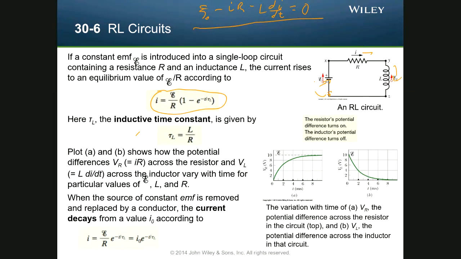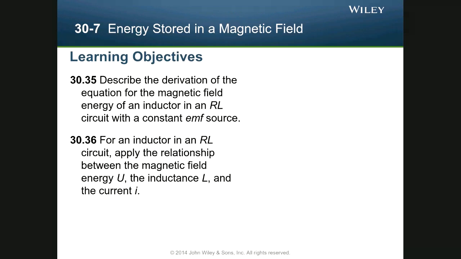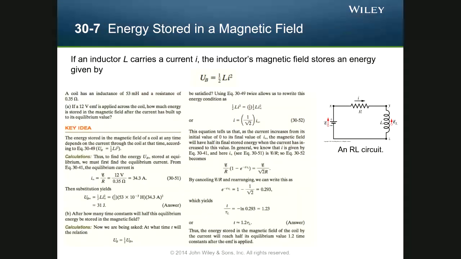Okay, so if we look here, much like we looked at capacitors and the manner in which they stored the electric field, we're going to see that inductors store magnetic energy. You can look here at an inductor that carries some current through it. The inductor's magnetic field stores an energy given by U_B equals 1/2 L i squared, where again L is that inductance.